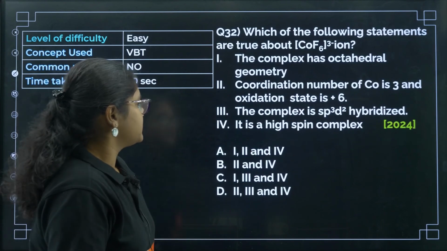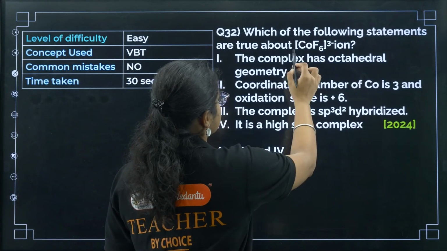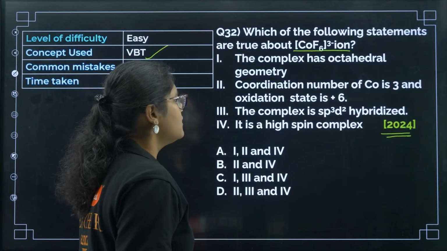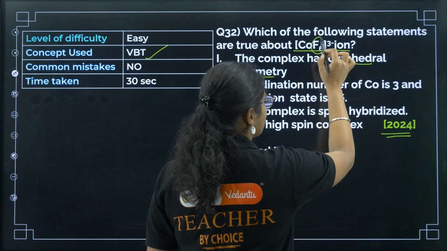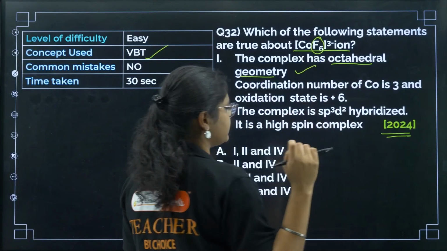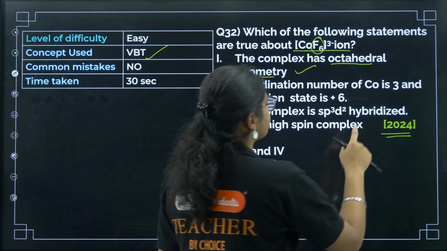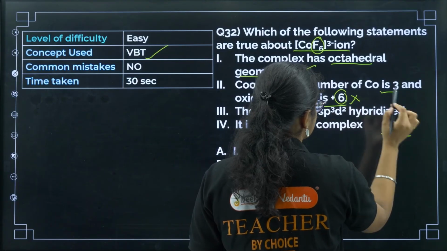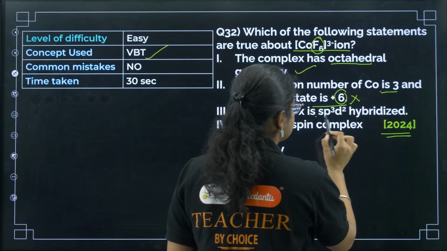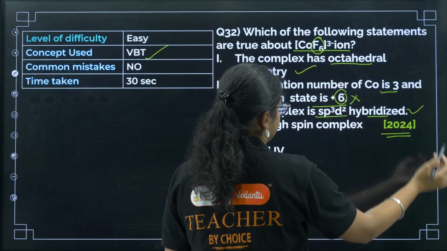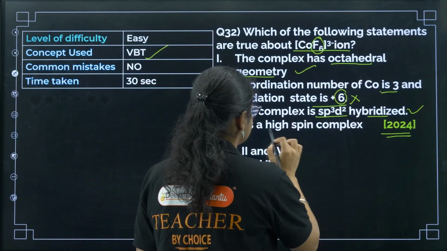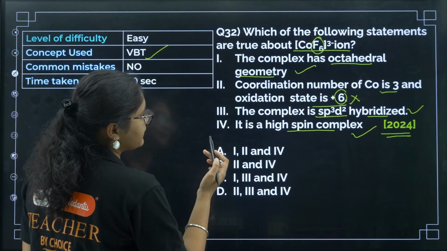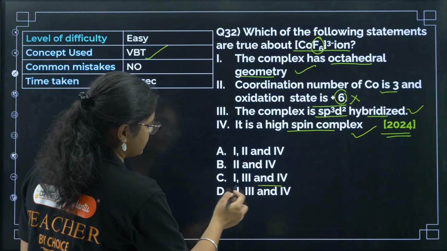Next question: which of the following statements are true about the CoF6 3- ion? A 2024 question, a mixture of concepts; you should know VBT. The complex has octahedral geometry. Whenever the coordination number is 6, the complex will have octahedral geometry, so this is correct. Coordination number of cobalt is 3 and oxidation state is +6? No. Coordination number is 6 and cobalt oxidation state is +3, so this statement is incorrect. sp3d2 hybridization, yes: this is a weak field ligand, so it will have sp3d2 hybridization, and it is a high spin complex. So statements 1, 3 and 4 are correct, option number C.